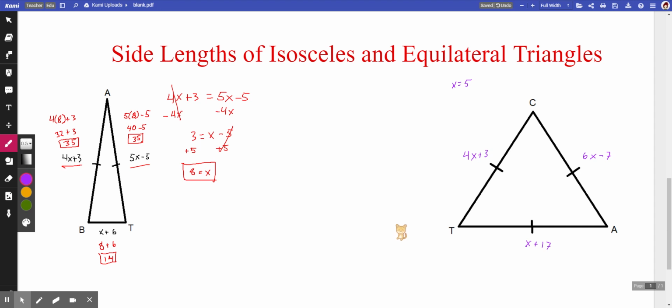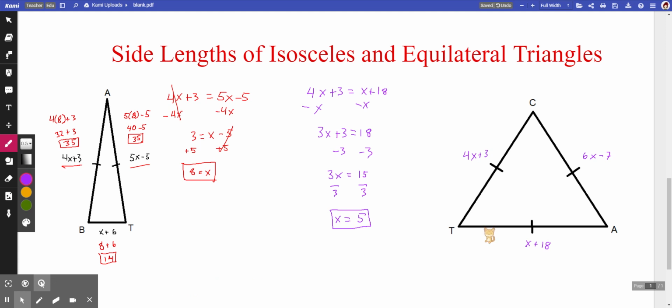For an equilateral triangle, all three sides are congruent. So you can pick any pair, it doesn't matter, they're all congruent. And then you do the same thing. So if this side is 4x plus 3 and the other side is x plus 18, yes, it magically changed from a 7 to an 8 because I made a mistake.